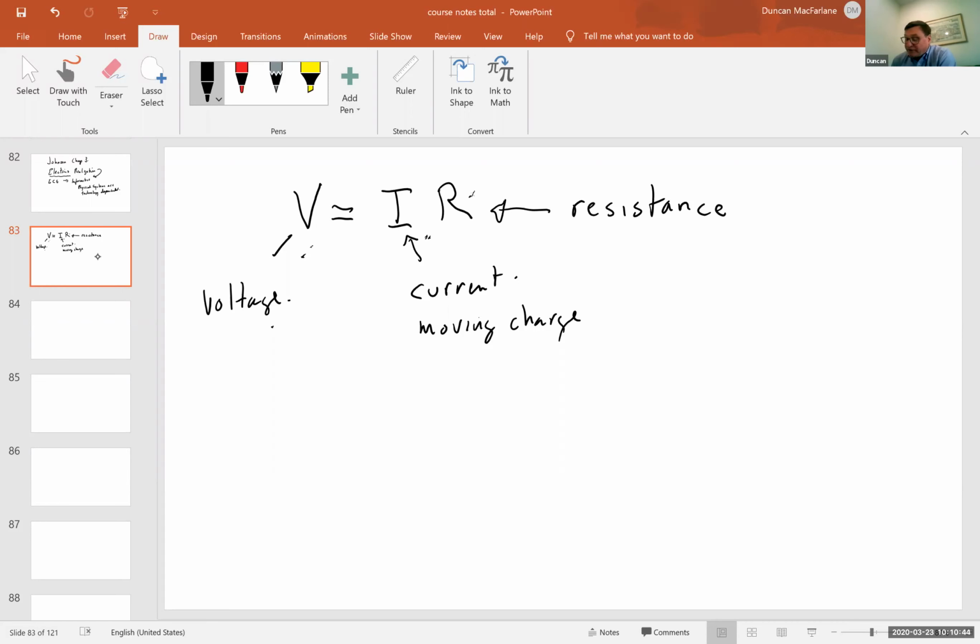The units of voltage are volts. The units of current are amps, which is actually a coulomb per time, and resistance is ohms.